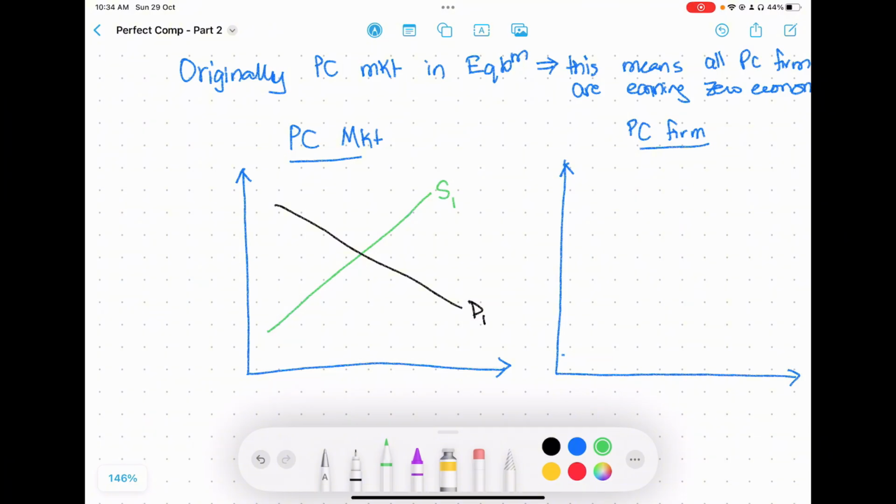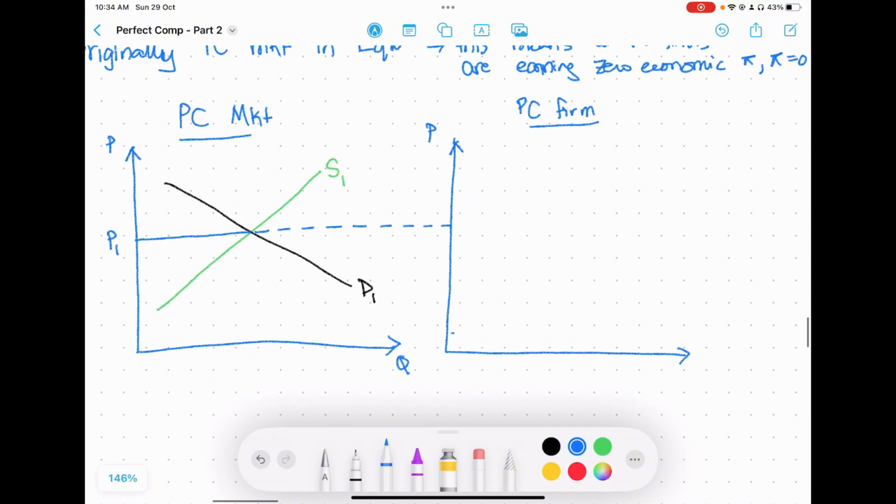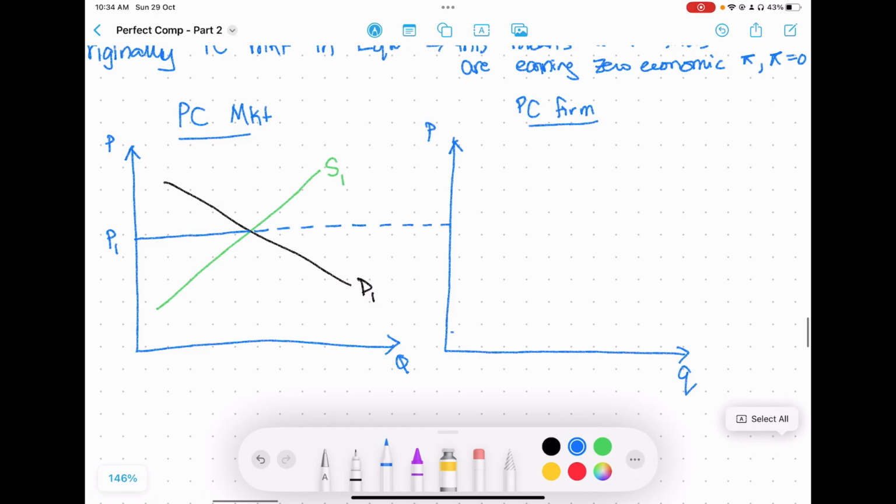Okay, so we know that the market is at equilibrium here at P1. And remember that the representative firm, the perfectly competitive firm, just takes that price as given and produces accordingly. So this is D1 equals AR1 equals MR1. All right, let's call it that. And let's draw this upward sloping MC curve.